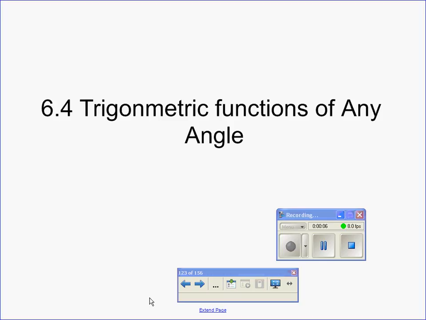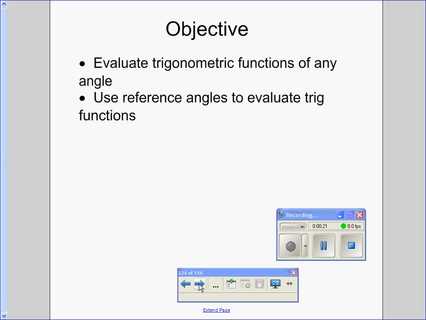In section 6.4, we're talking about trigonometric functions of any angle. You have already worked through the angles in a unit circle, so we're going to reference that a couple of times and also talk a little bit about the unit circle in this video. We're going to be evaluating trigonometric functions of any angle. We're going to use reference angles to evaluate trig functions also.